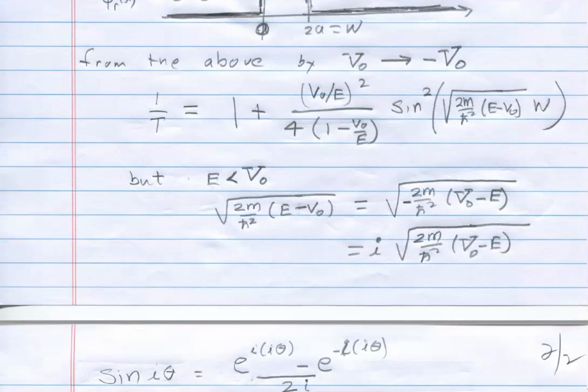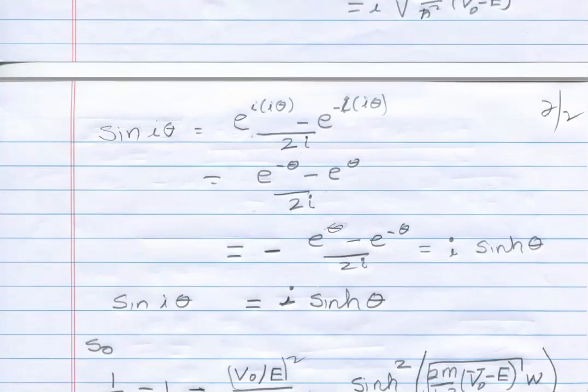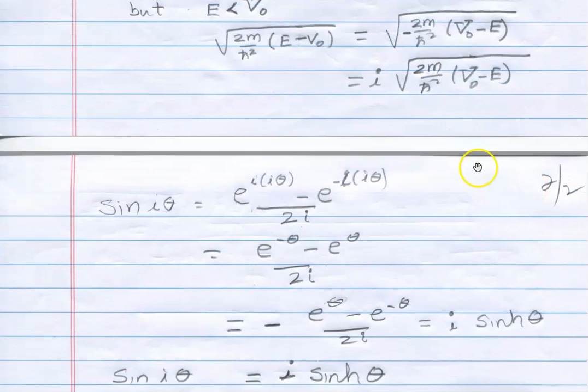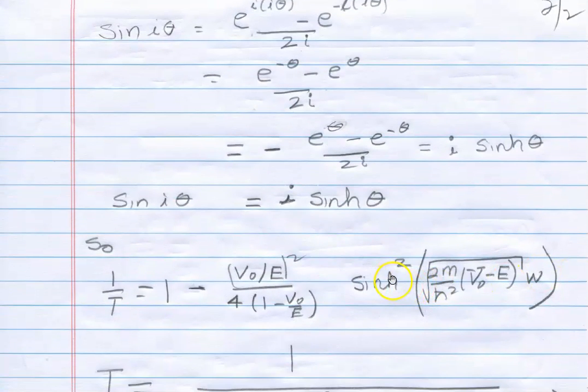Okay? And when I square it, I'll get a minus sign. So I get the minus sign out front. V naught goes to minus V naught, so those terms are okay. And then what's inside here is just the sine of this argument, becoming a hyperbolic sine.